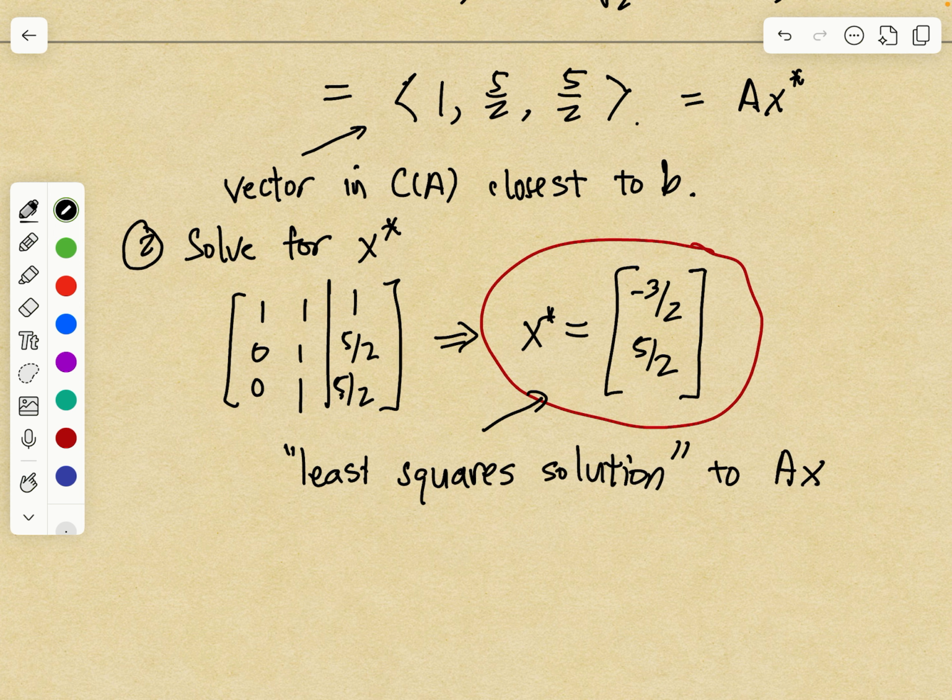To AX equals B. Notice that the least squares solution is not even a solution to AX equals B, right? That's kind of the point. It's the X such that A times X is as close to B as possible.